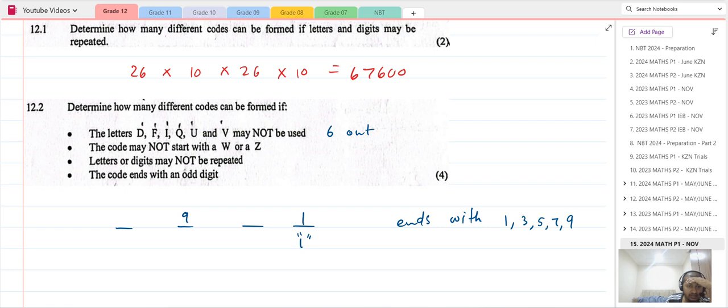And the letters may not start with W or Z. So we've got another 2 out from the beginning. So 26 minus 6, that's 20, minus 2, we've got 18 options here. 9 options there.